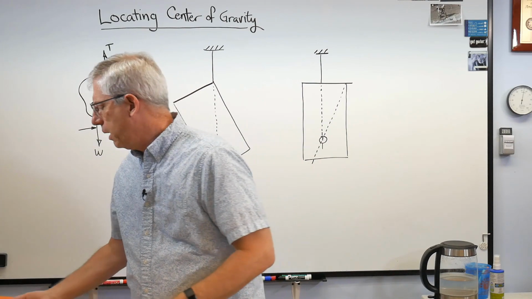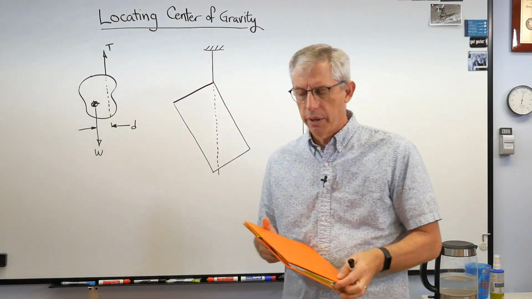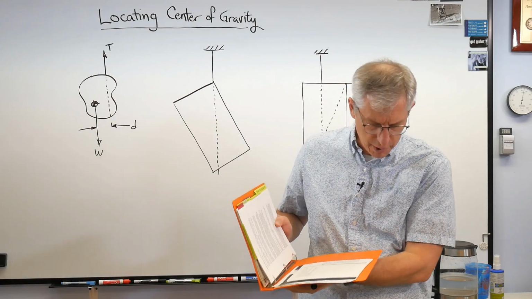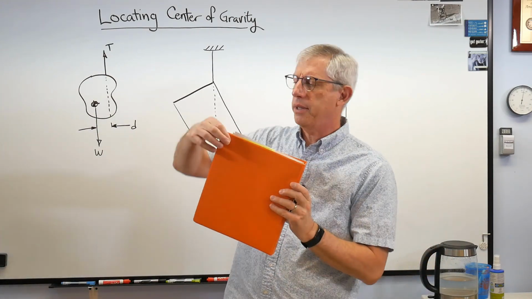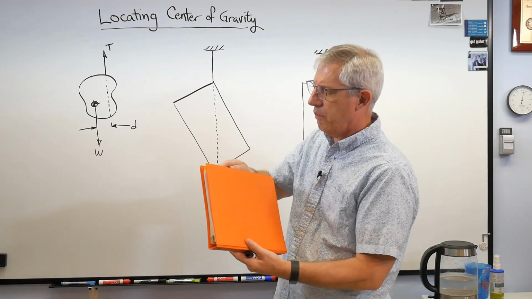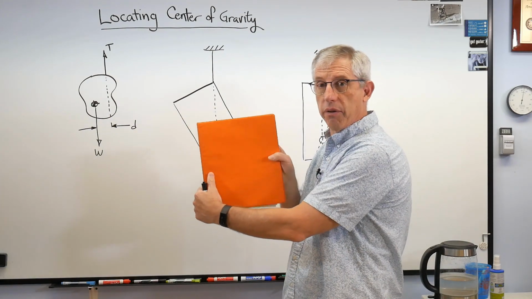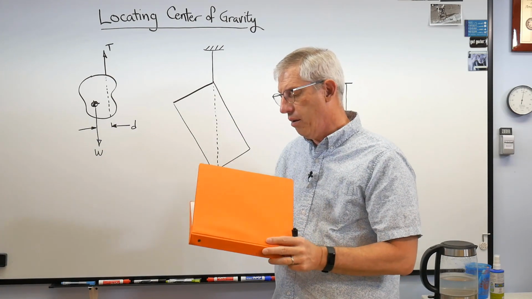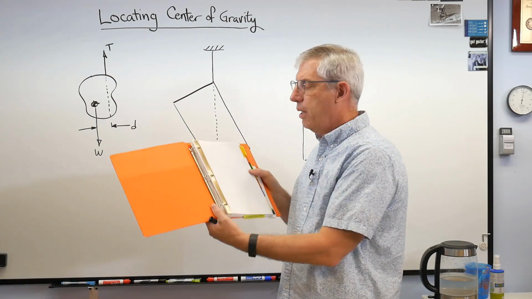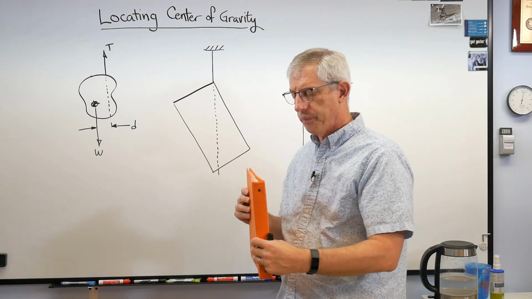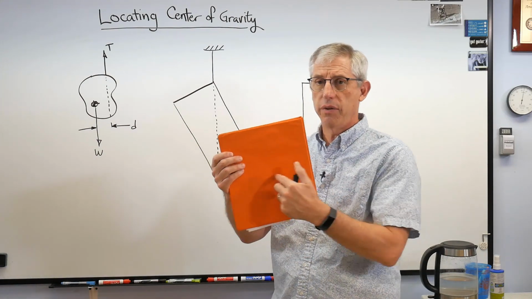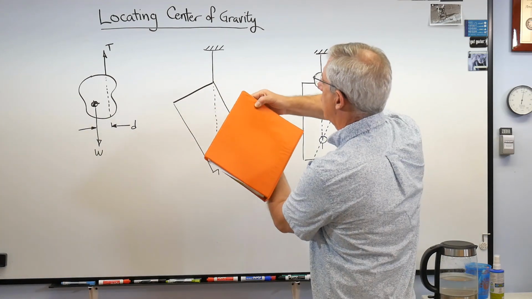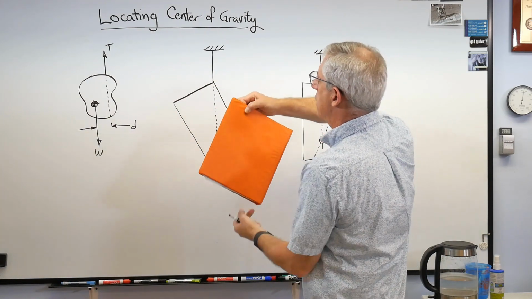Let's try it. I grabbed this off my bookshelf a little while ago. This is a three-ring binder that has now fewer notes in it than it used to. The reason it's rectangular, you think, well, the center of gravity must be in the middle. It's not. There's a metal binder back here, and there's a bunch of paper and stuff in it. So the center of gravity is not in the center of this. Let's see if we can figure out where it is. So I'm going to do a little light vandalism here.